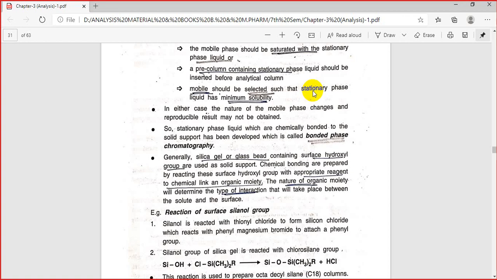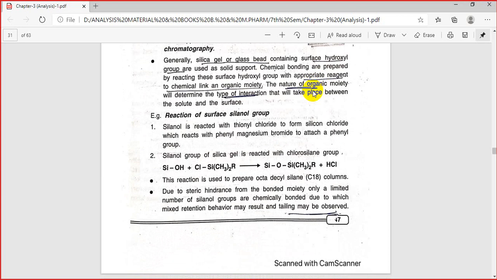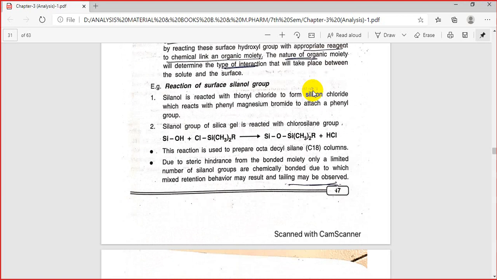Now you can see, bonded phase means the silica gel has free silanol groups. When silanol is reacted with thionyl chloride, it forms silicon chloride, and this silicon chloride reacts with phenyl magnesium bromide to attach a phenyl group to it. Now a phenyl group is attached.